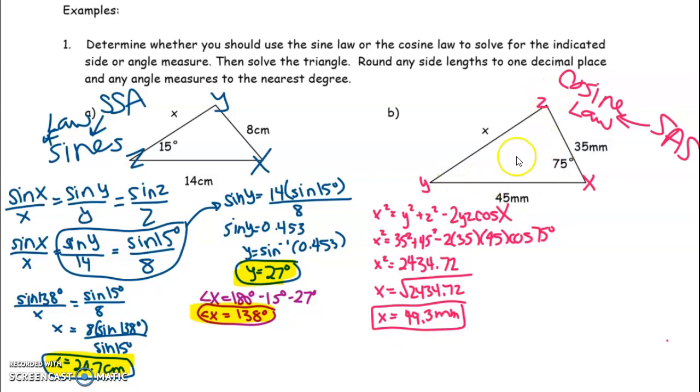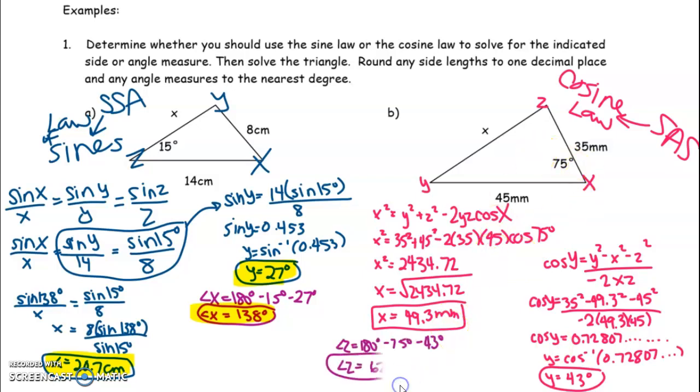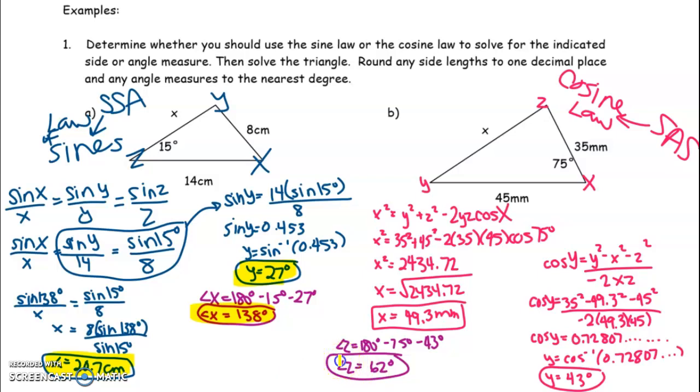Then you can go ahead and solve for one of your angles. In this case, I chose to solve for angle y using the cosine law. We've rearranged the cosine law in order to isolate angle y. We use cos inverse, and we get an angle of 43 degrees. To solve for z, it's pretty simple. You can apply the sum of interior angles theorem, and our angle z happens to be 62 degrees. If you want to highlight those final answers, these are the main answers that will solve the entire triangle for you.